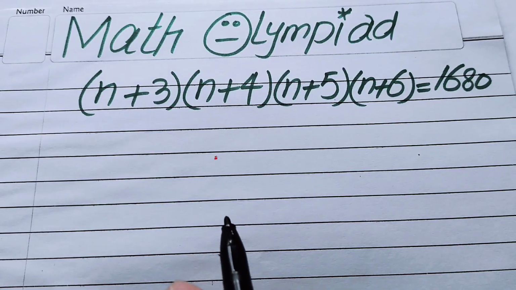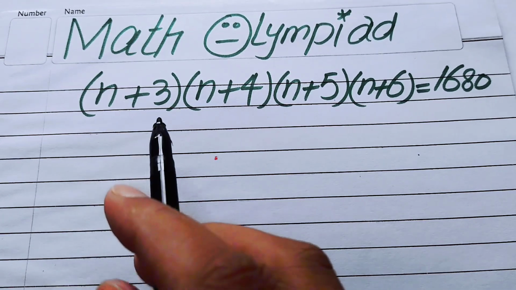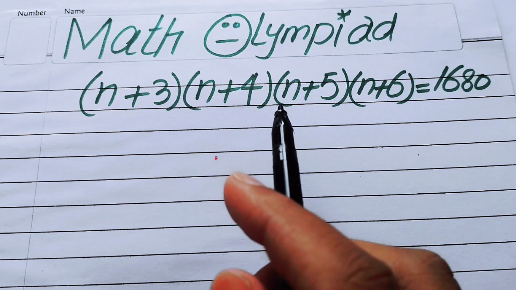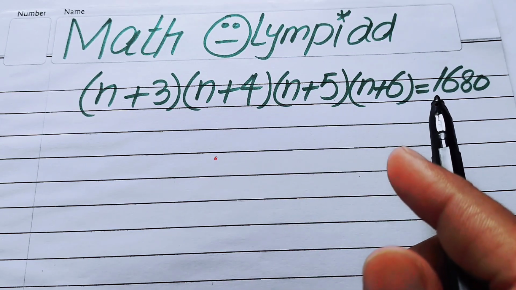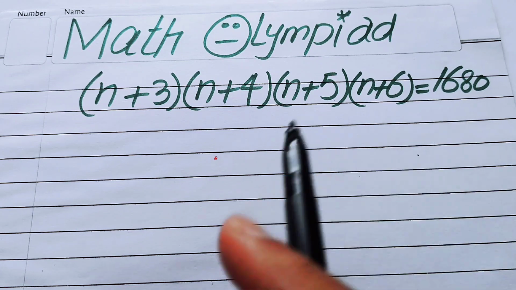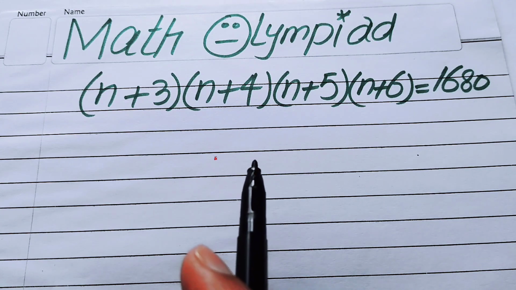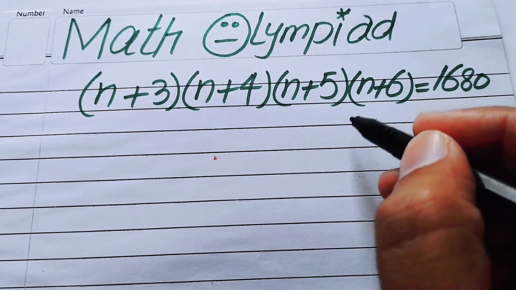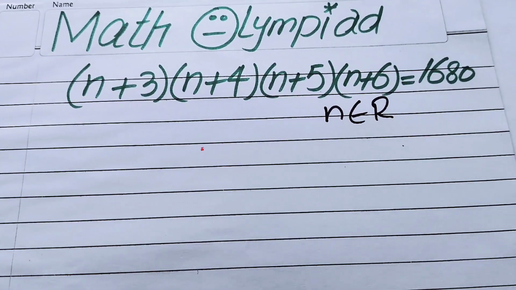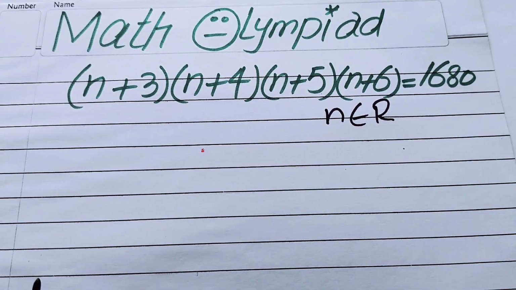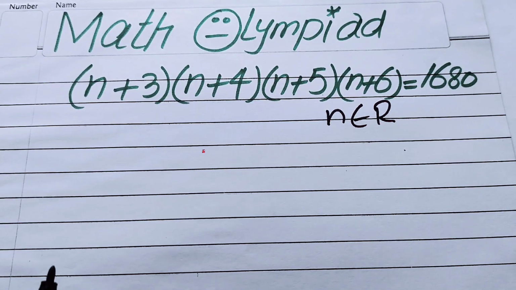In this video we are going to solve this nice algebra problem. Here we have (n+3)(n+4)(n+5)(n+6) = 1680, and we will solve this problem for the real values of n. So here we find the real roots only.